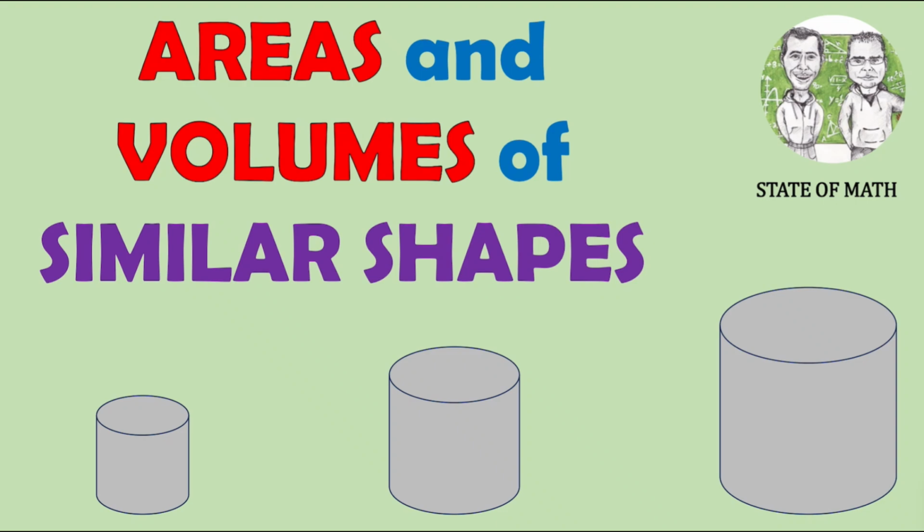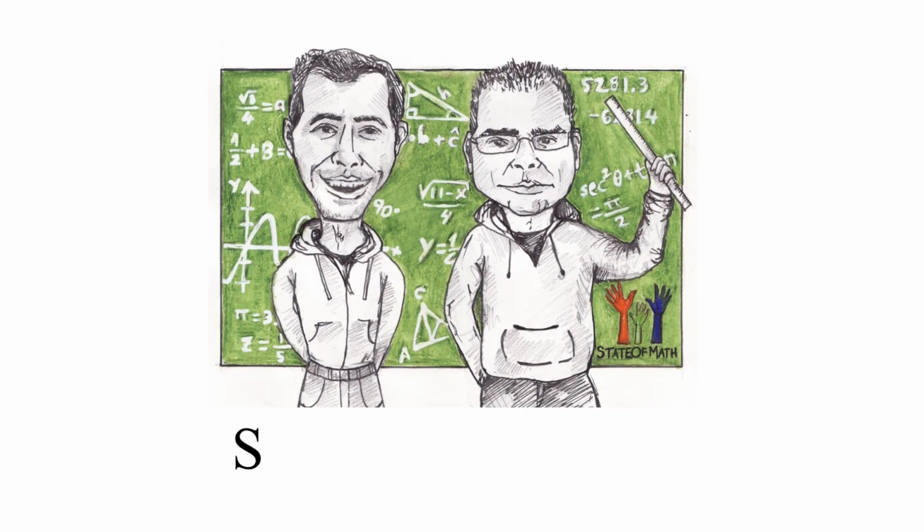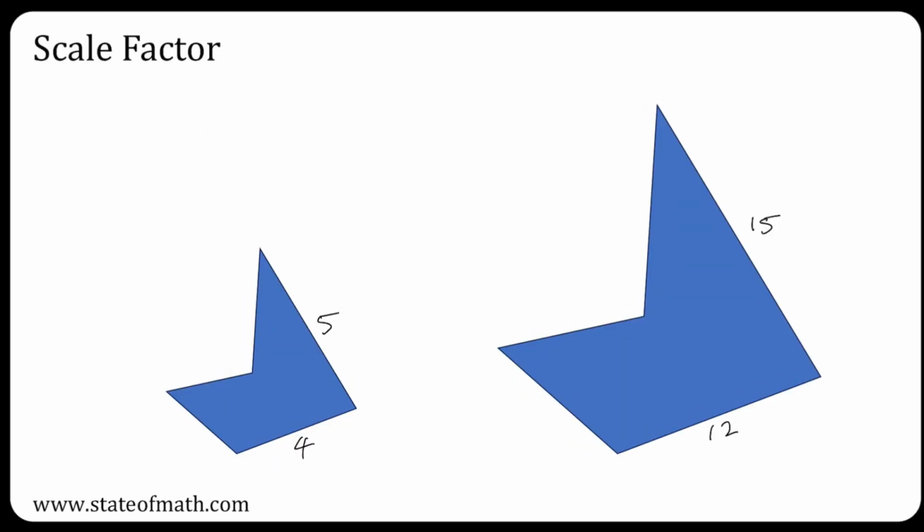In this video, we will explain how to work with areas and volumes of similar shapes. The most important step when working with similar shapes is to find the scale factor for the lengths. For example, with these shapes, using these sides, the scale factor from the left shape to the right shape is equal to 12 over 4, which is equal to 3.